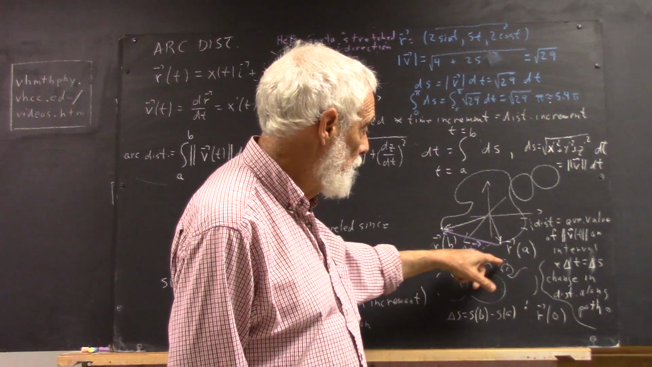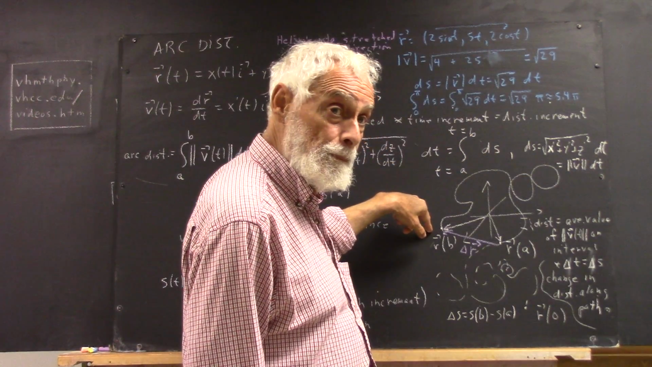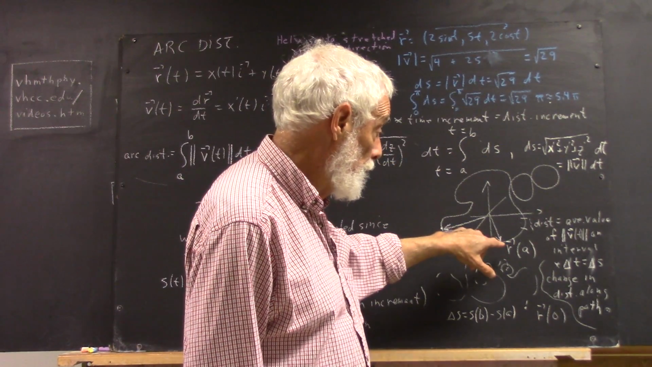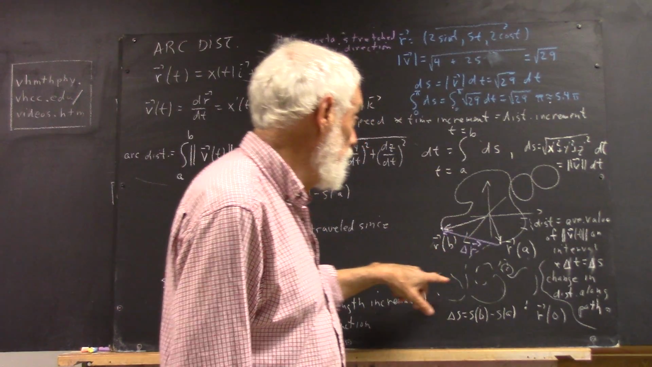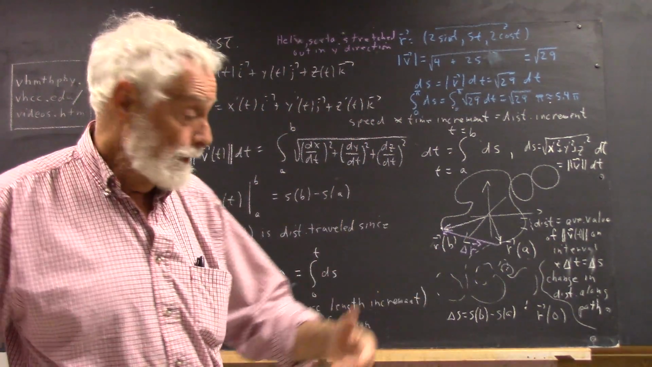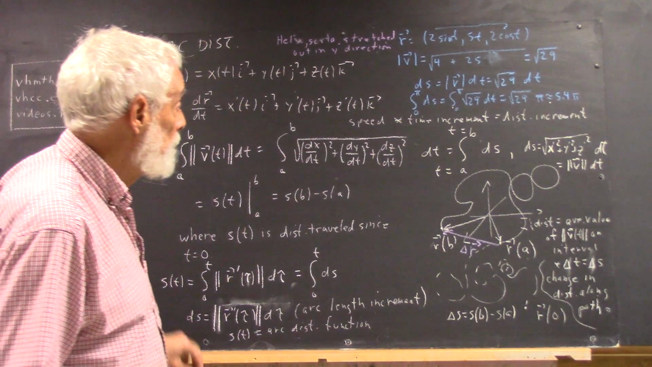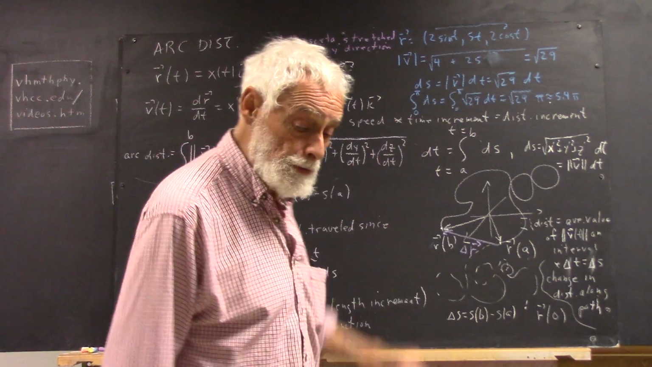S of b would be how far you travel along all this if you go from here all the way to here. The difference of those two is how far you traveled between t equals a, t equals b, and it's calculated by this integral, which is actually a fairly simple expression. Doesn't mean it's going to be easy to integrate. Okay, well, we'll look at a simple example.